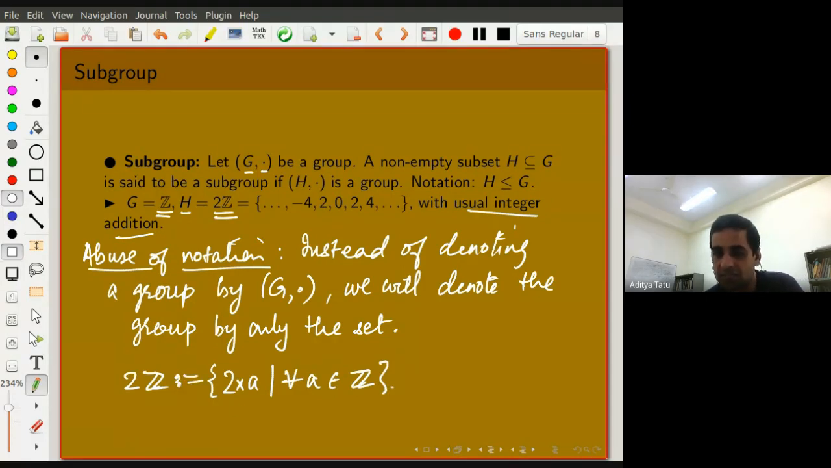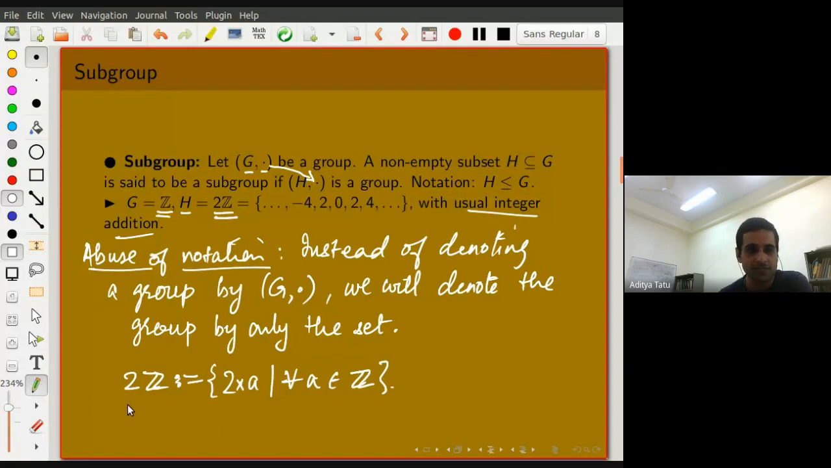Question in the chat. The binary operation, yes, it has to be the same. G is a group, so there is a set and a particular binary operation defined on it, and we are considering a non-empty subset H of G with the same group operation. You cannot have one binary operation on G and another binary operation on its subset H. That is not the case we are considering. Nobody stops you from defining a new binary operation on H, and in that case, if H forms a group, it is just a group. You cannot call it a subgroup of G. Clear?